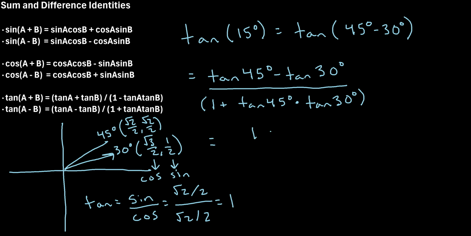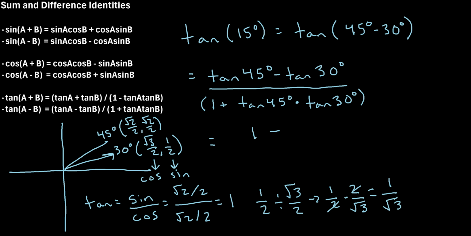So we'll write 1 minus, and then we need to find the tangent of 30 degrees. So the tangent of 30 degrees, that will be sine over cosine once again. So we'll have 1/2 divided by square root of 3 over 2. And remember, when we divide fractions, that's the same as multiplying by the reciprocal. So when we do that, these 2's will cancel out, and we're left with 1 over root 3. So the tangent of 30 degrees is 1 over root 3.